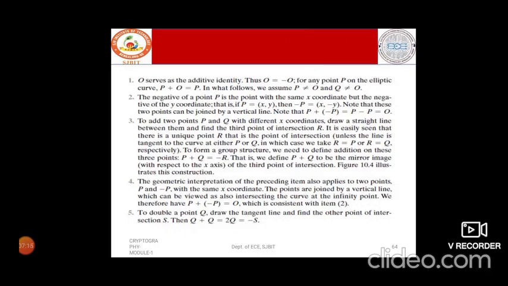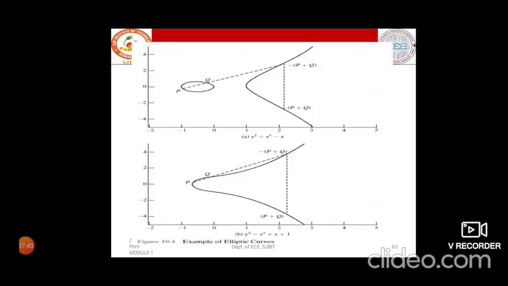So, the rules for addition can be stated as follows. If 3 points on an elliptic curve lie on a straight line, their sum is O. From this definition, we can define the rules of addition over an elliptic curve. Here O serves as the additive identity, thus O is equal to minus O. For any point P on the elliptic curve, P plus O is equal to P.